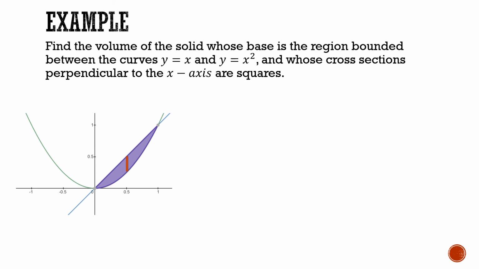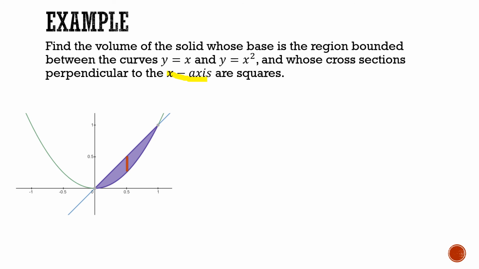All right, so for our last example, it says find the volume of the solid whose base is the region bounded between the curves y equals x and y equals x squared, and whose cross sections perpendicular to the x-axis are squares. So for this problem, we need to graph it out. So I'm going to graph out x squared, and I'm going to graph out x. And basically, when I graph this out, I'm going to draw my base, and notice my base is going from top to bottom, again, because I'm perpendicular to the x-axis.